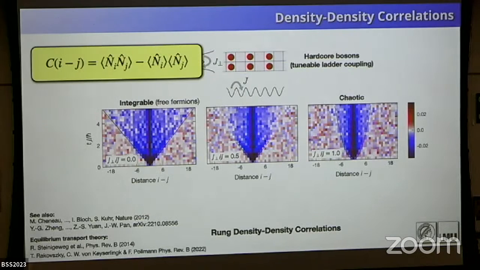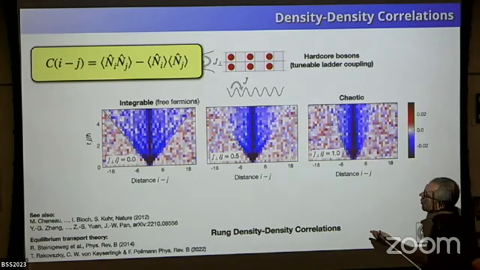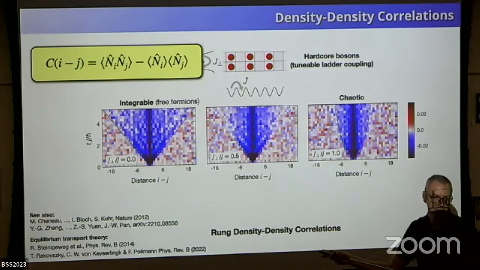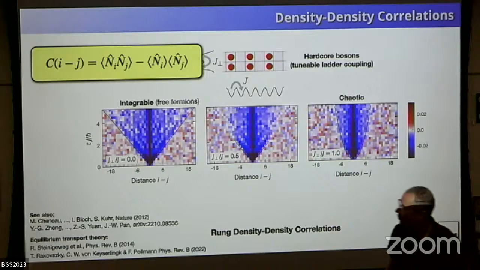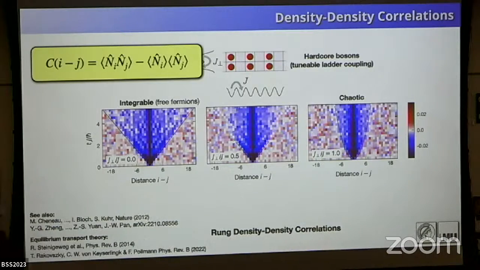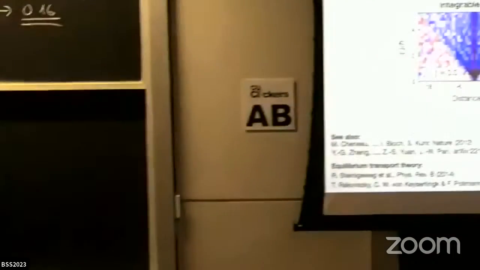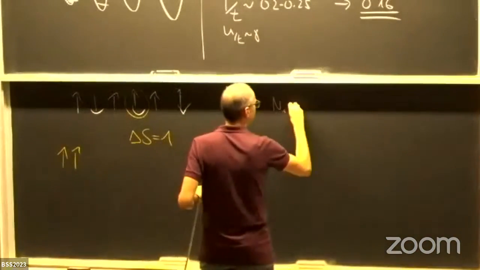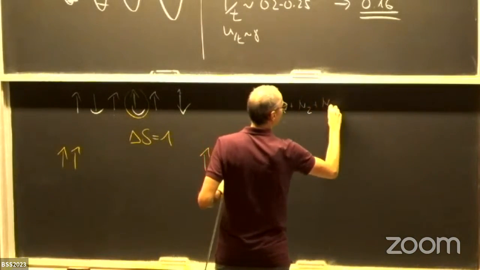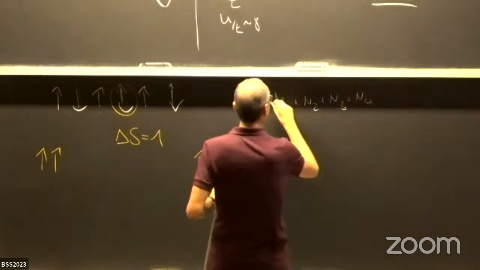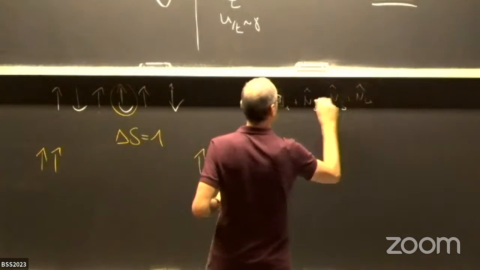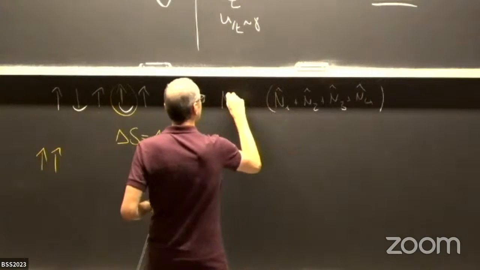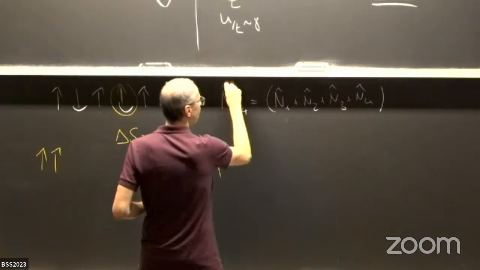I want to show you another picture. How you can nicely understand what's going on is by looking at density-density correlations. In the end, number fluctuations are nothing other than a sum of density-density correlations, right? If I sum up N1 plus N2 plus N3, the densities on those sites, that would be the density of my L equals 4 system, right?